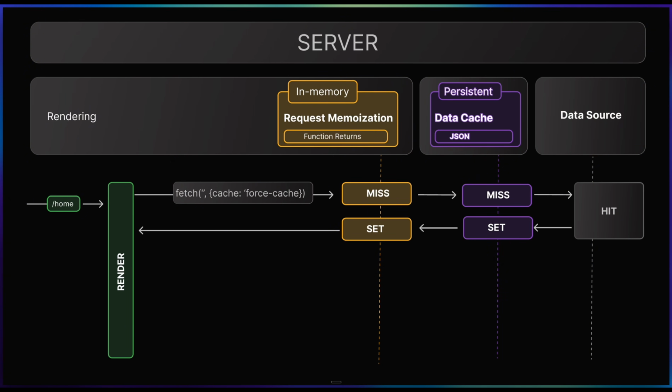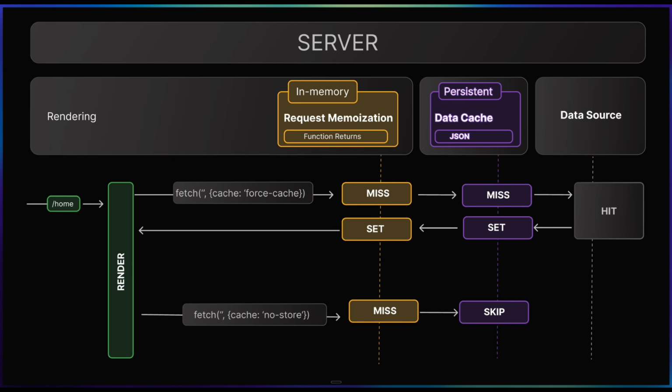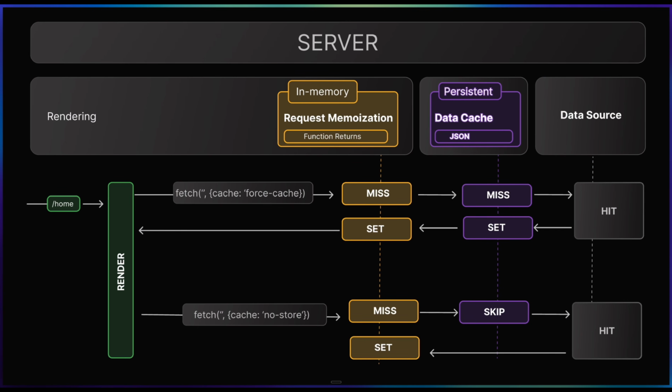Now let's take a look at what happens when we set the option to no store. This one works differently. Again, it starts with the request memoization check, where it misses. Then, because we explicitly said no store, it skips the persistent data cache entirely. We go straight to the data source, hit it, bring it back to the results, and on the way back, we do not write anything to the persistent cache. But we do store the promise in memory for the current render cycle. That part stays the same.